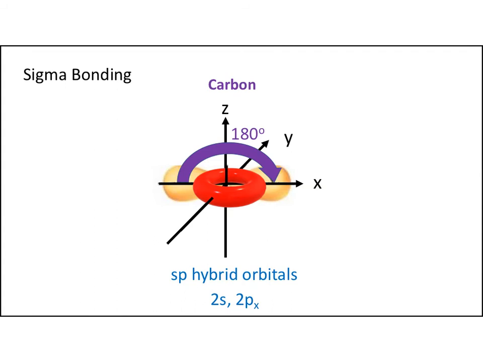So let's look at the sigma bonding first of all. I've just popped carbon up there, and carbon's sp hybrid orbitals, for which you remember carbon used the 2s and the 2px, so the lobes of the hybrid orbitals are along the x-axis. The red circle there will become useful a little bit later on, but it's just to illustrate the xy plane at the moment. So that sort of circle, donut if you like, is in the xy plane.